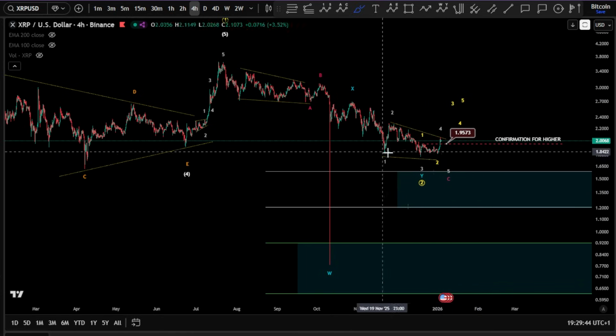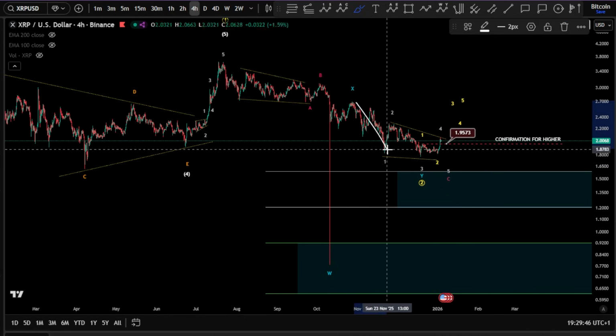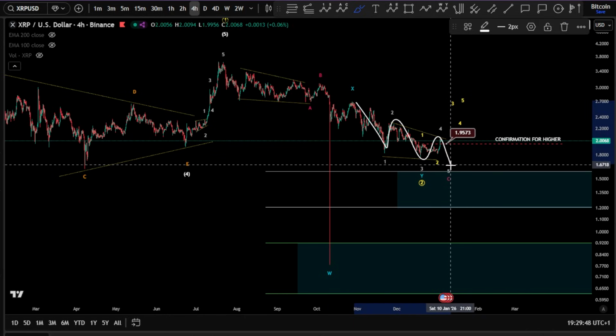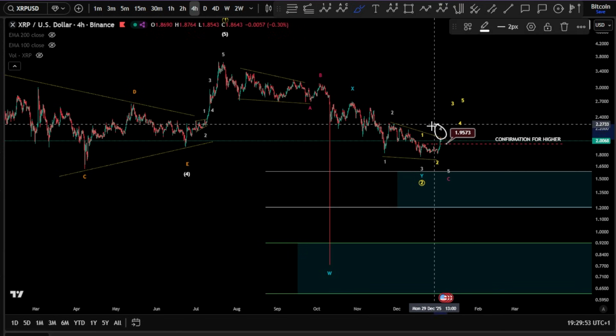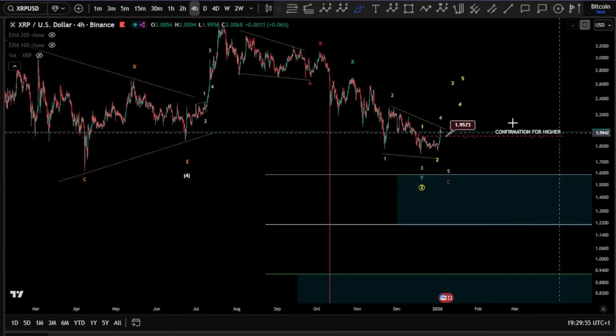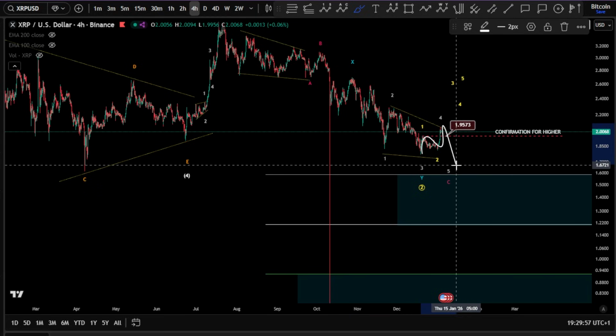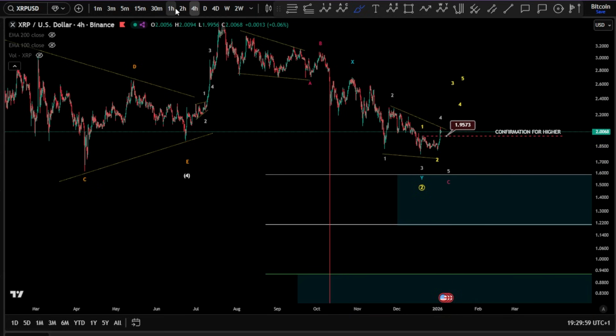If we are still looking for something deeper, where it can be an ending diagonal 1, 2, 3, 4, and a 5, the wave 5 might still unfold for a new low. And currently we are therefore in a wave 4 here in a zigzag, and then pushing for lower later on.